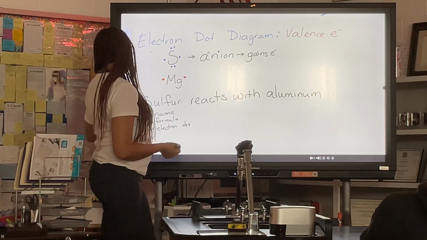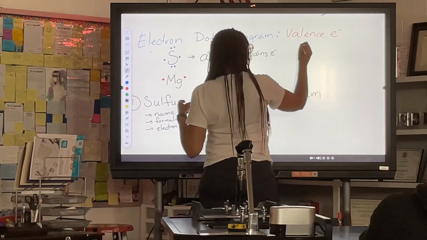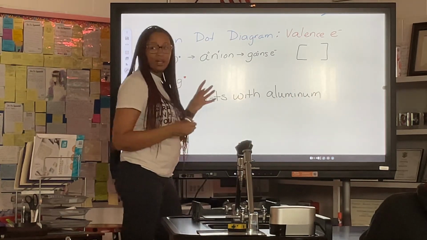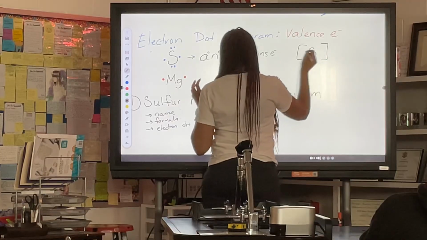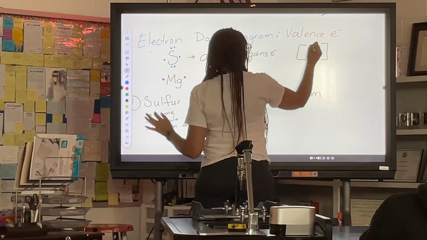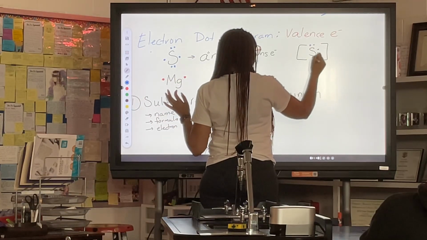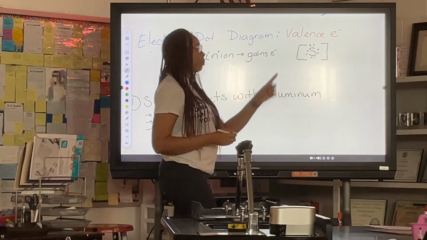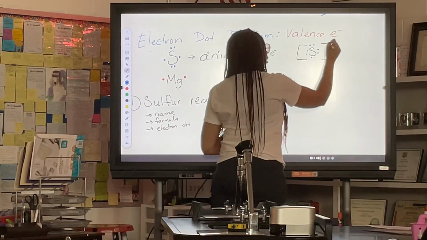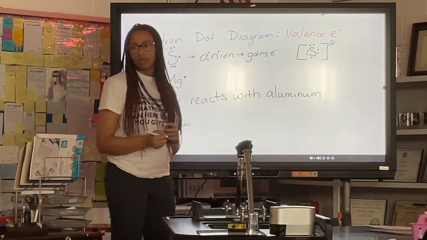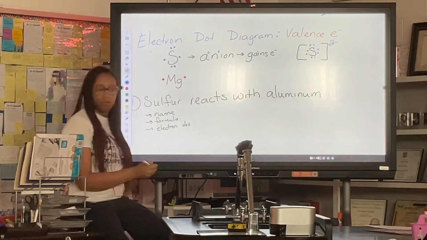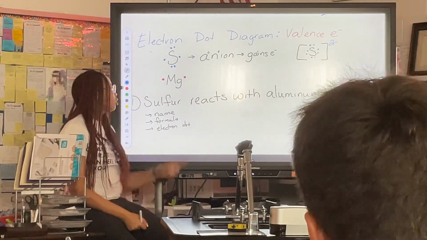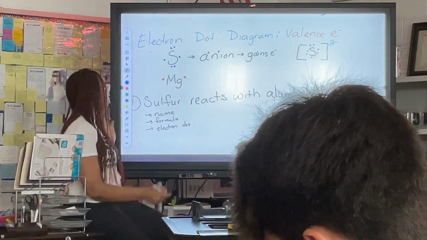-2. So when I draw the electron dot for the sulfur ion, I'm going to repeat what I did, except this time I'm going to give it its octet. And I'm going to indicate that it's an ion by putting it in brackets and putting its charge outside of the brackets. Are y'all following? So on your board, well, no, not yet.